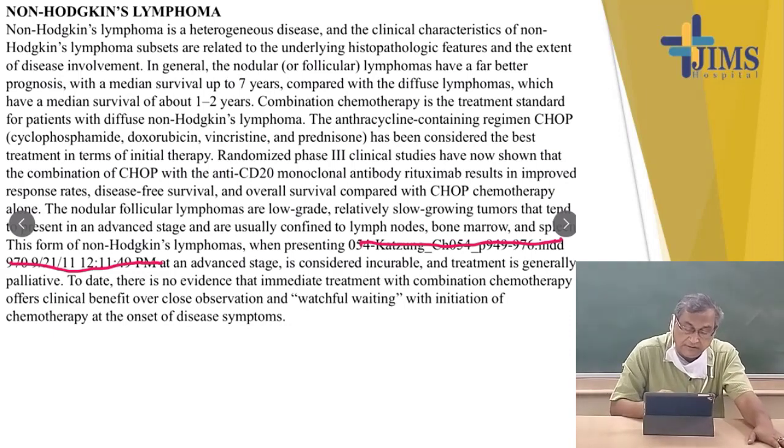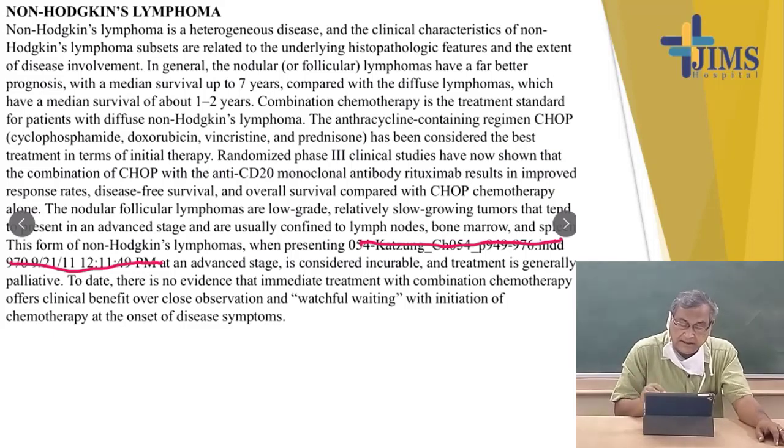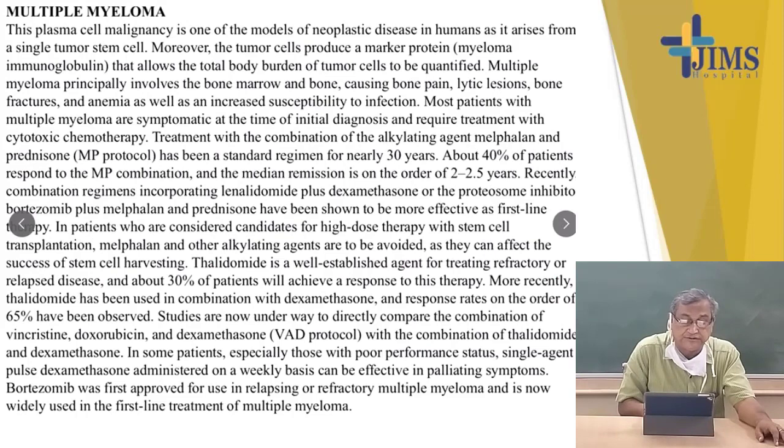The nodular follicular lymphomas are now low-grade, relatively slow-growing tumors that tend to present in advanced stage and are usually confined to lymph nodes. Bone marrow involvement is common. The disease is considered incurable and treatment is generally palliative. To date, there is no evidence that immediate combination treatment offers clinical benefit over close observation, or watchful waiting, with the initiation of chemotherapy at the onset of disease symptoms.